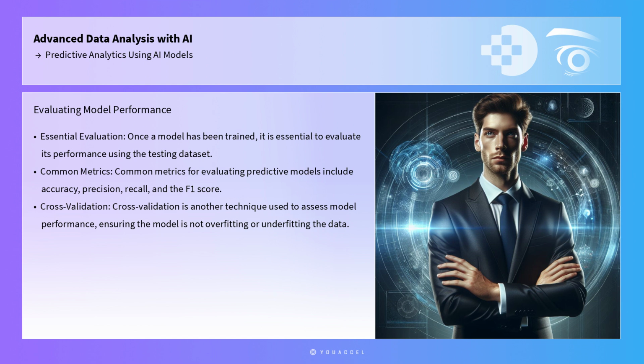Once a model has been trained, it is essential to evaluate its performance using the testing dataset. Common metrics for evaluating predictive models include accuracy, precision, recall, and the F1 score. These metrics provide insights into how well the model can generalize to new, unseen data. Cross-validation is another technique used to assess model performance, ensuring that the model is not overfitting or underfitting the data. Overfitting occurs when a model learns the training data too well, capturing noise instead of the underlying pattern, while underfitting happens when a model is too simple to capture the complexity of the data.